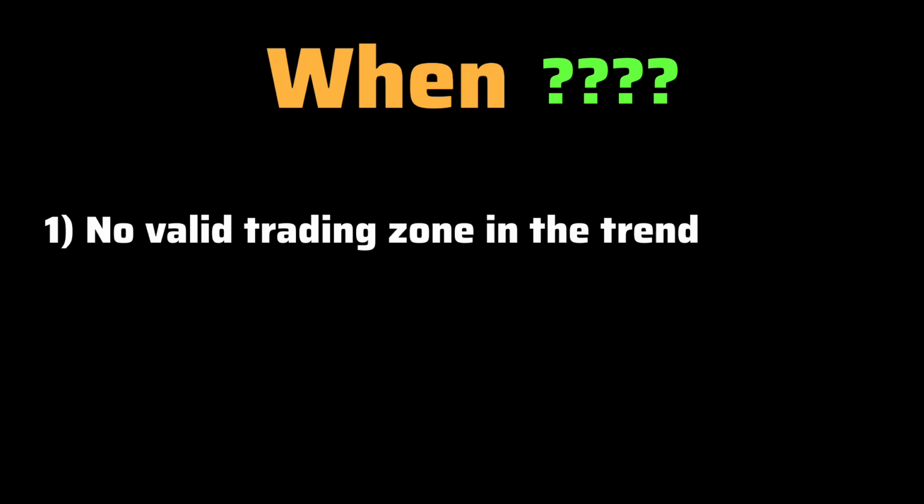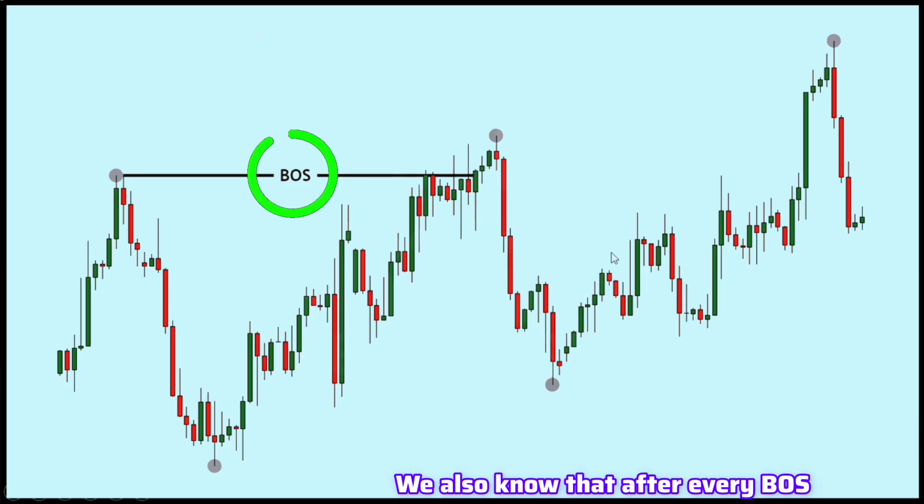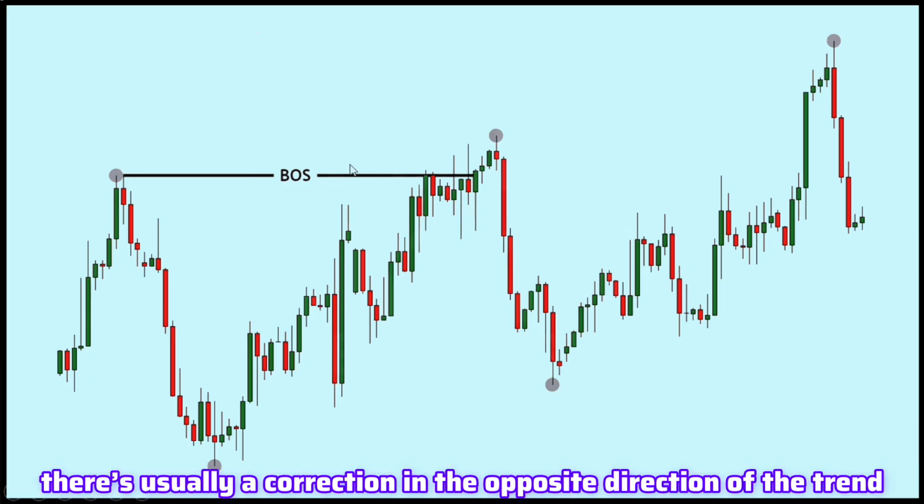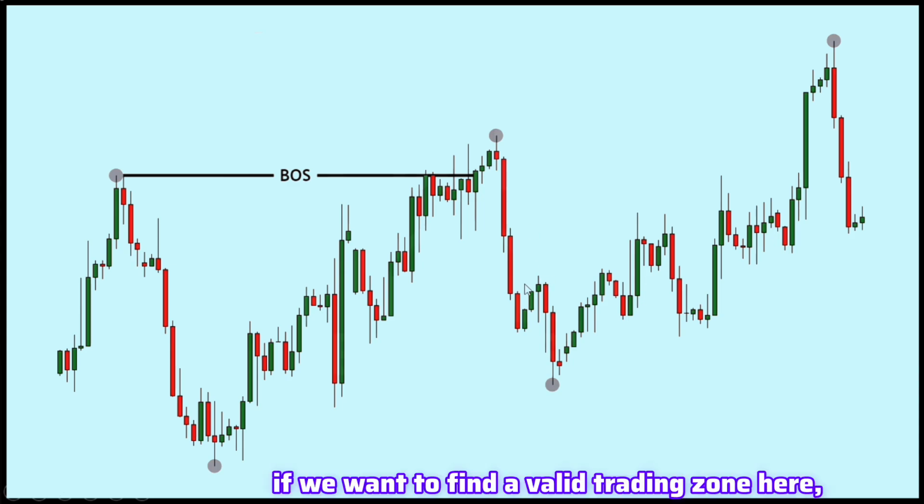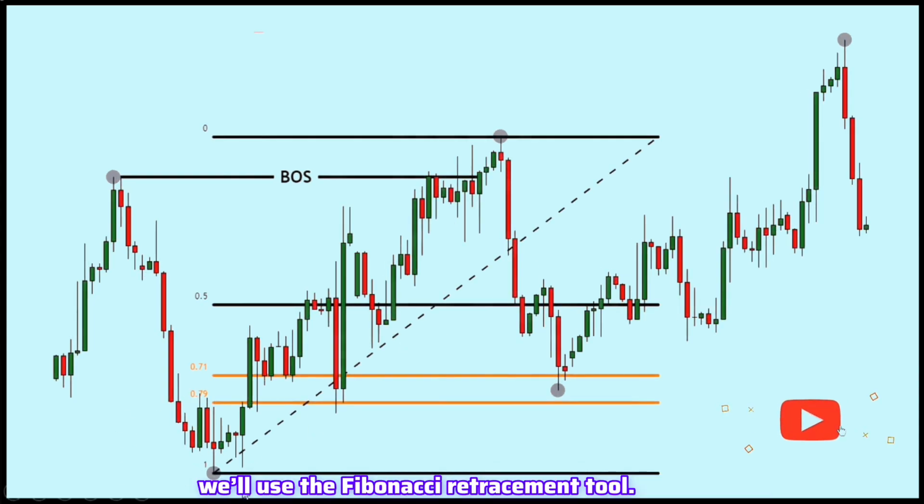1. No valid trading zone in the trend. For example, in this uptrend we're seeing the market made a high, then dropped to form a low, and then went up again to make a higher high, breaking its previous high. So here we have a BOS in the direction of the uptrend. We also know that after every BOS, there is usually a correction in the opposite direction of the trend. If we want to find a valid trading zone here, we'll use a Fibonacci retracement tool.